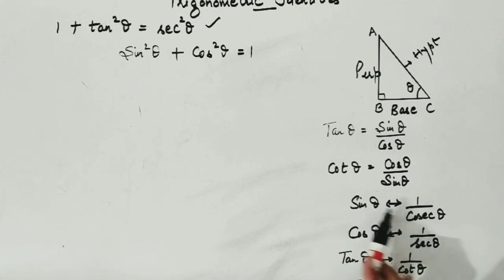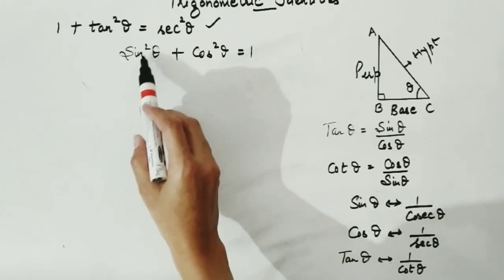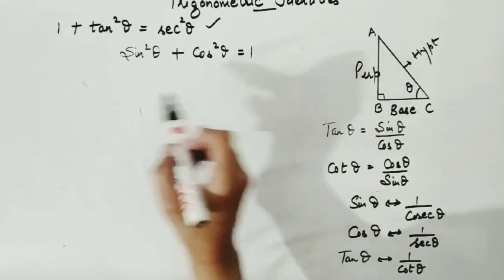Sine and cosec are reciprocals. If sine can be written as 1 by cosec, cosec can also be written as 1 by sine. So now let's focus on the basic identity. This identity, which was sine square theta plus cos square theta is 1.